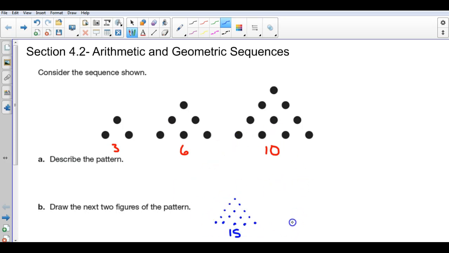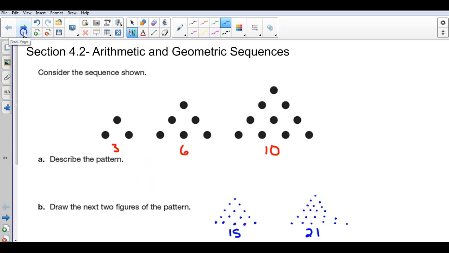And then if we were to draw the one after that, we would have to add in another 6. So if you think about it, we added 3, and then we added 4, and then we added 5. So the next figure would have 21. And again, I could draw that out. We would have 1, 2, 3, 4, 5, 6, and then 5 above that, so that's 11, plus 4 more is 15, add 3 more, it's 18, 19, 20, and 21. It's an ugly drawing, but it works.